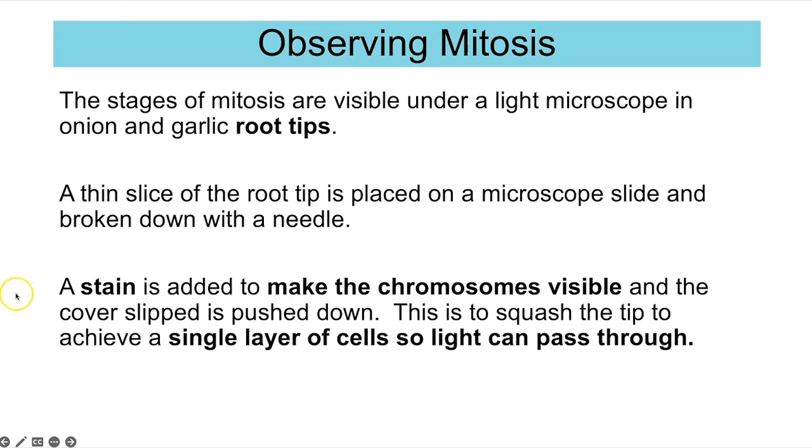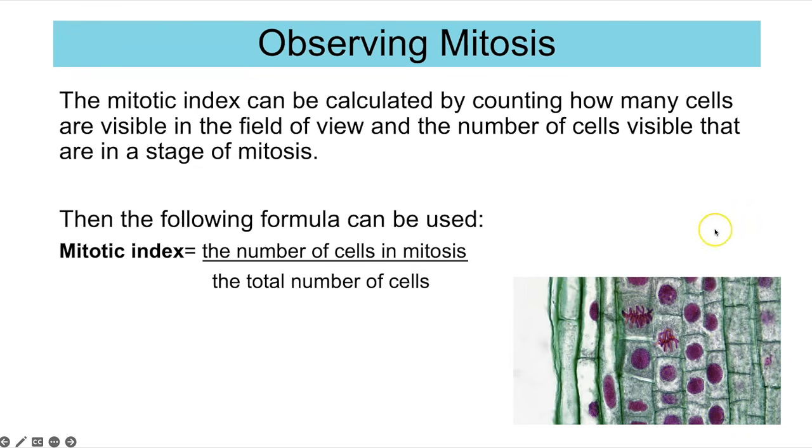So that's what we've got here. A stain is added to make the chromosomes visible, and the cover slip is then pushed down on. The pushing down is going to squash that tip so you get a single layer of cells so that the light can pass through, and therefore you can observe what is going on in those cells. And you might get something that looks a bit like this.